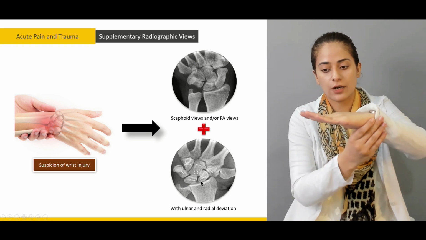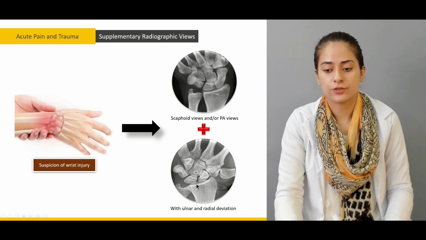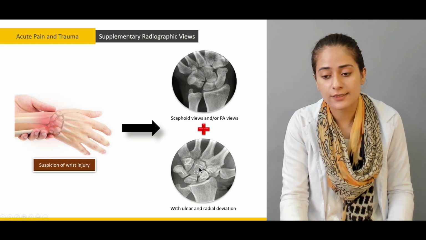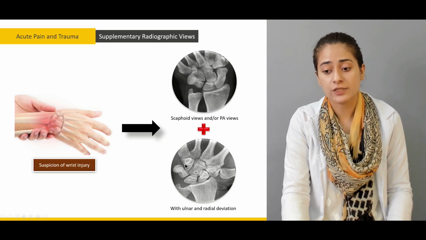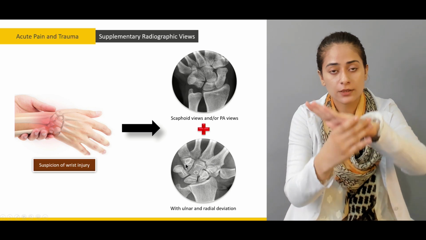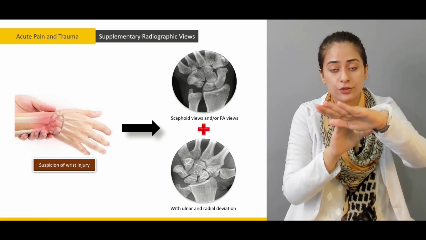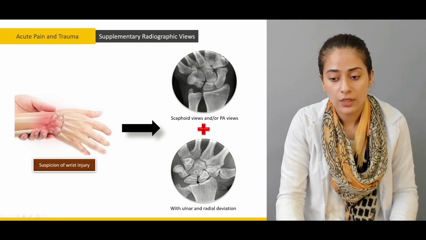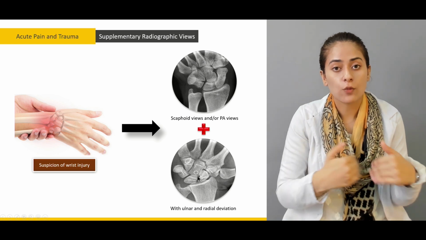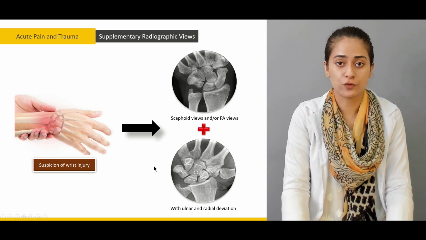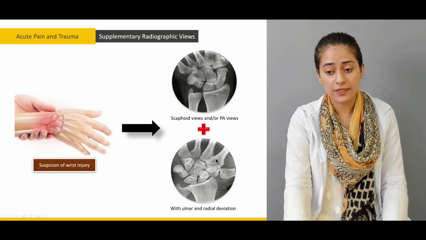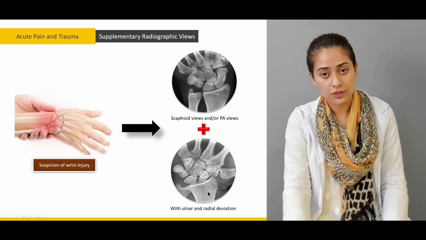So this is a radial deviation x-ray. What happens here is that the upper row of carpals actually moves towards the direction of movement, and the lower row of carpals is moving away from the direction of movement. So the movement is happening in this direction towards the radius bone.